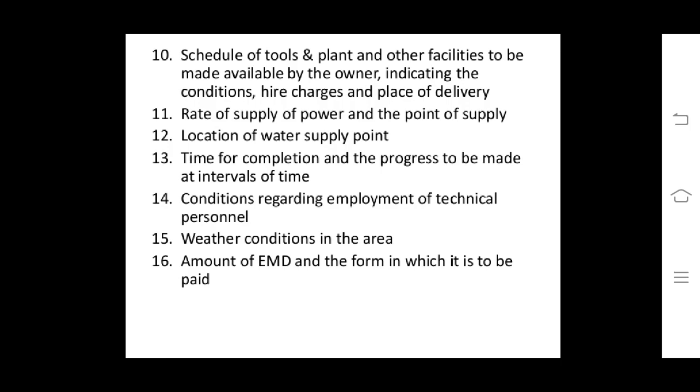Schedule of tools and plants and other facilities to be made available by the owner, including the conditions, hire charges and place of delivery, rate of supply of power and the point of supply, location of water supply point, completion and progress to be made at intervals of time, conditions regarding employment of technical personnel, weather conditions in the area, and amount of EMD, that is earnest money deposit, and the form in which it is to be paid.